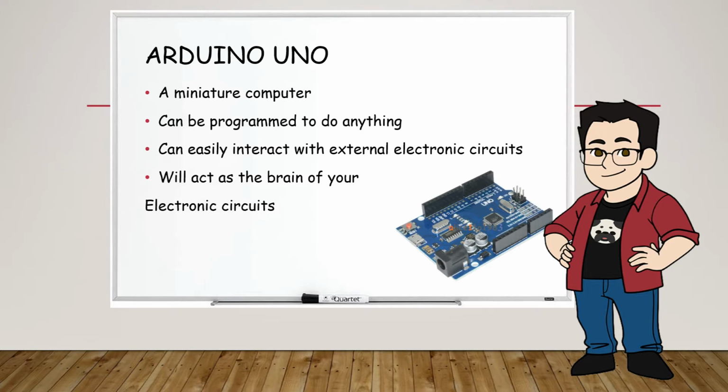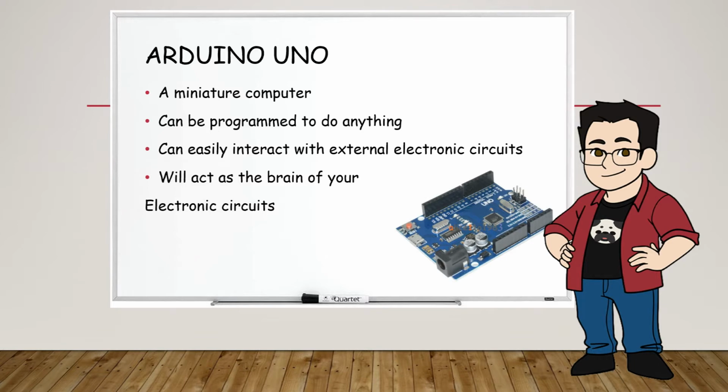An Arduino Uno is a miniature computer. You can think of it as a simpler version of the Chromebook that you're using to view this video right now. It can be programmed to do pretty much anything you can think of. What makes it different from your Chromebook and most other computers that you've probably used is that it is very easy to make your Arduino Uno interact with external electronic circuits.